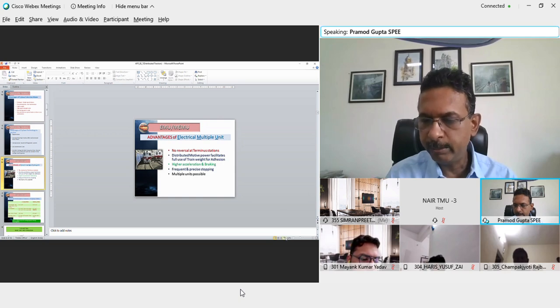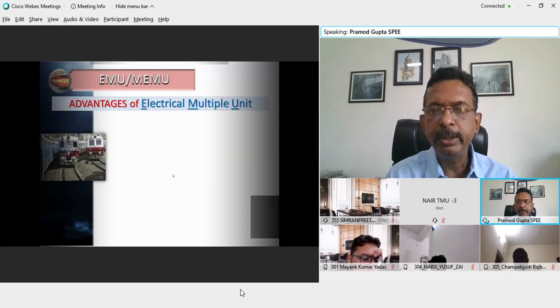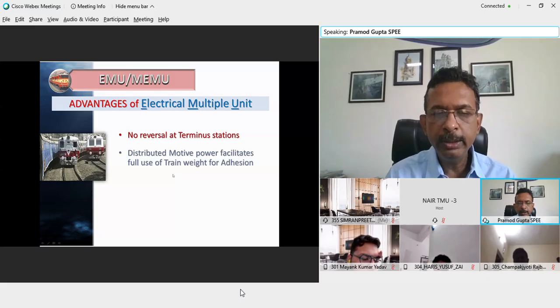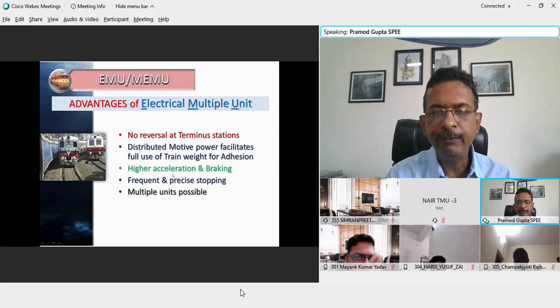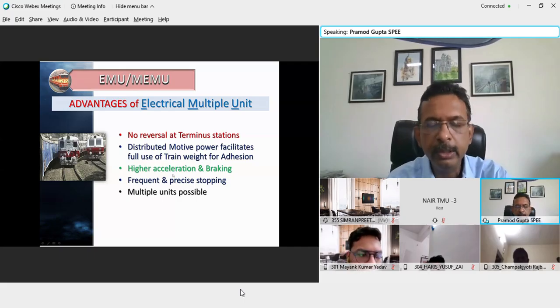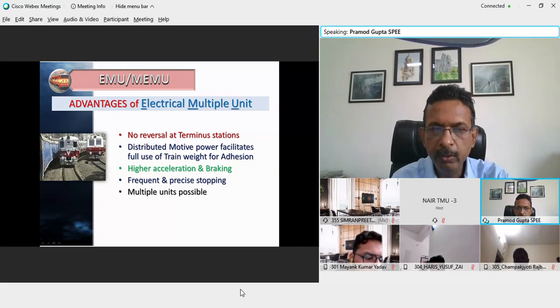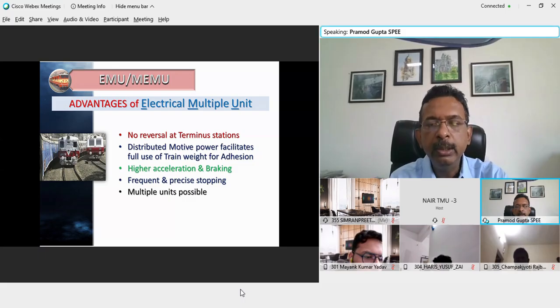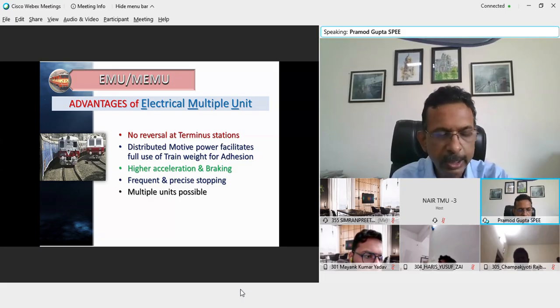Now let us come to the advantages of multiple unit EMUs. These are some of the advantages that we have for EMUs that are being used in some areas. Reversal at terminus makes the life of the operating department comfortable. We don't have to lose time. The return journey can start immediately. The distributed motive power facilitates full use of train weight for adhesion. The adhesion at the wheel is good, so the train does not lose tractive effort.